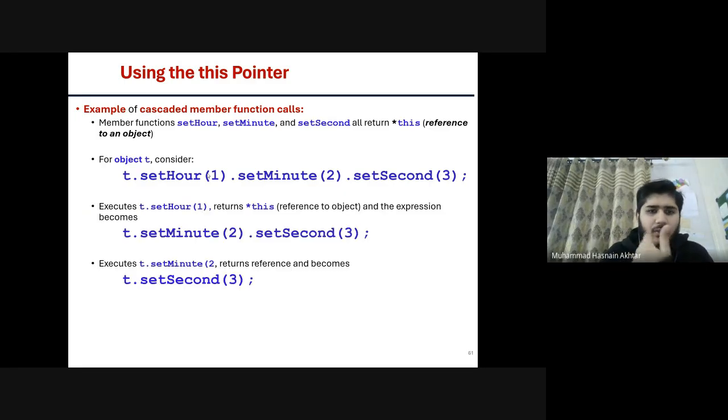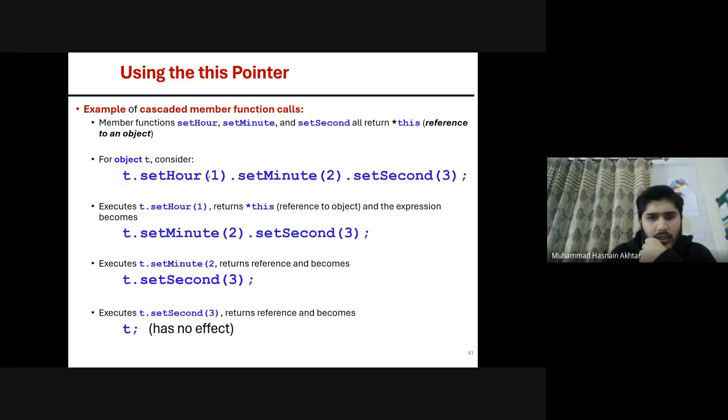Okay, you execute setHour, which returns a reference to the object, and then the expression continues. So what happens is that you are setting the hour, then setMinute, then setSecond. Once the hour gets set, it returns a reference to the object to setMinute, which gets that reference and sets the minute, and that returns the reference, and then setSecond sets the value. This is just a simple explanation that I have given to you, and this is something that you have done.